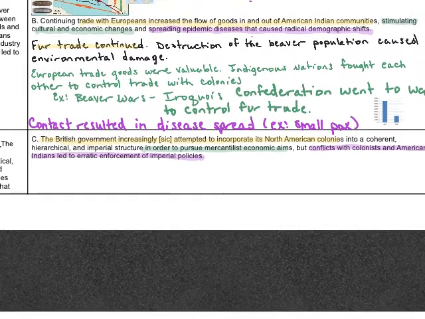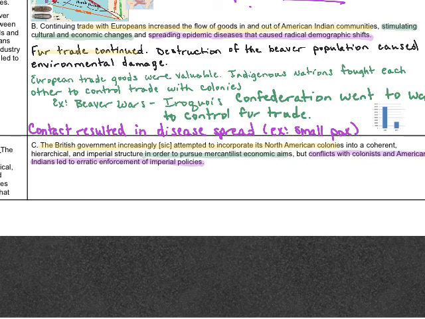All right, for Part B, it says by continuing trade with Europeans, increase the flow of goods in and out of American Indian communities, stimulating cultural and economic changes and spreading epidemic diseases that caused radical demographic shifts. So trade with Europeans increased the flow of goods in and out of American Indian communities. So the fur trade continues.